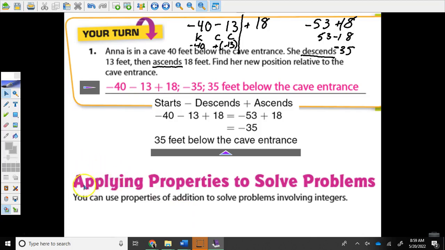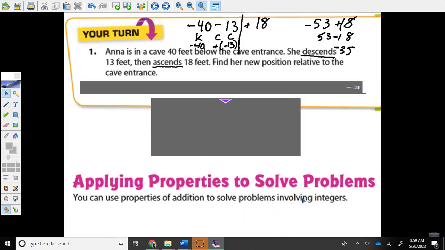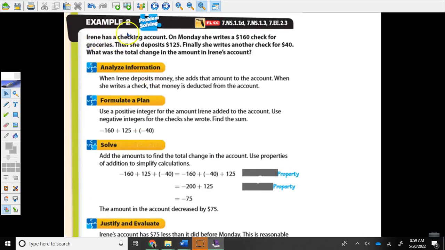All right, moving on. Applying properties to solve problems. You can use properties of addition to solve problems involving integers. So, example 2, Irene has a checking account. On Monday, she writes a check for $160. She writes a $160 check for groceries. Then she deposits $125. Finally, she writes another check for $40. What was the total change in the amount in Irene's account?